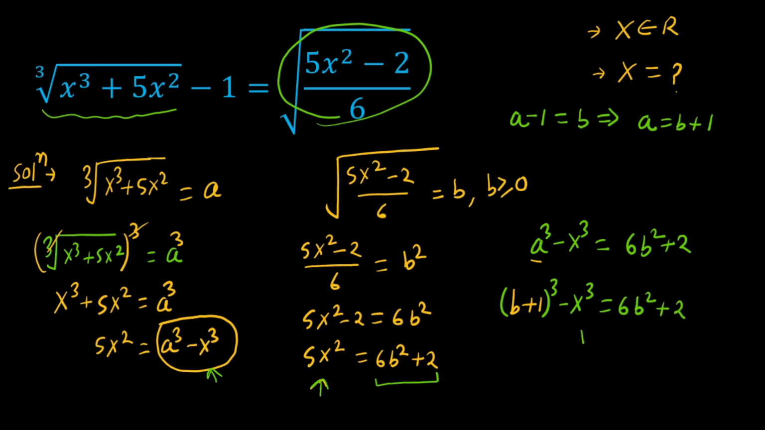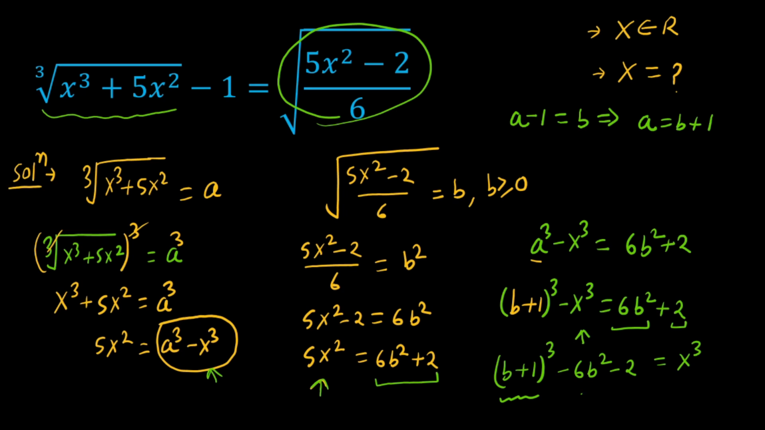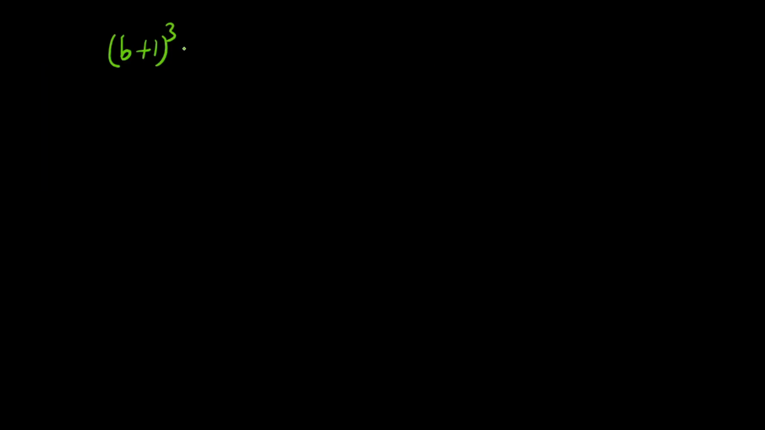Now if we take x^3 to the right hand side, it is plus x^3, and on the left hand side we have (b + 1)^3. If we take 6b^2 to the left hand side, it becomes minus 6b^2, and if we take the plus 2 to the left hand side, it becomes minus 2. Here (b + 1)^3 - 6b^2 - 2 = x^3.